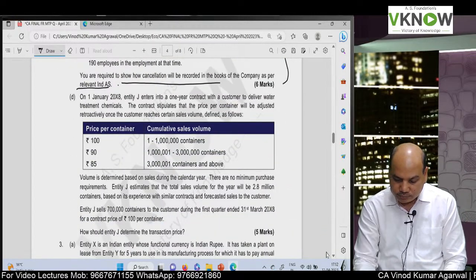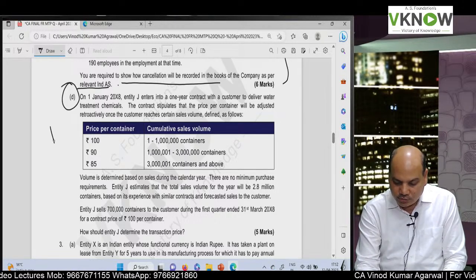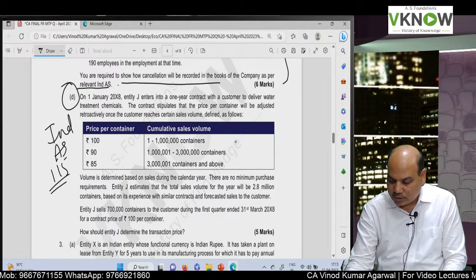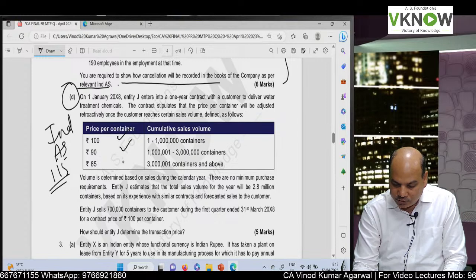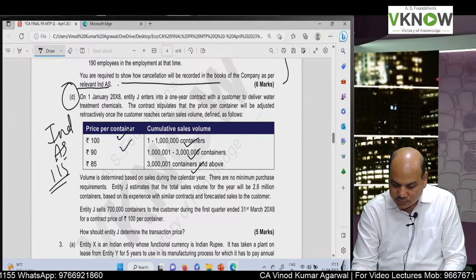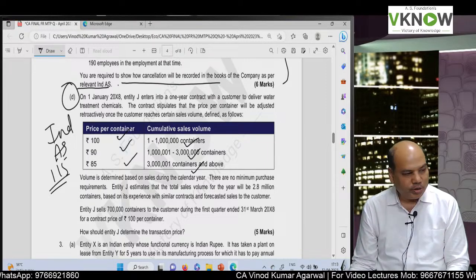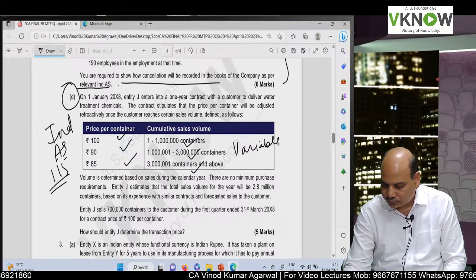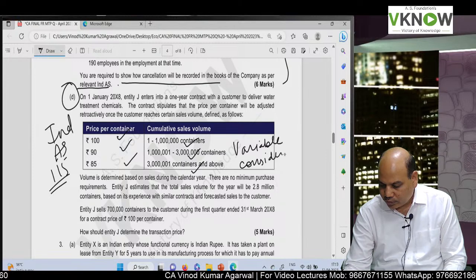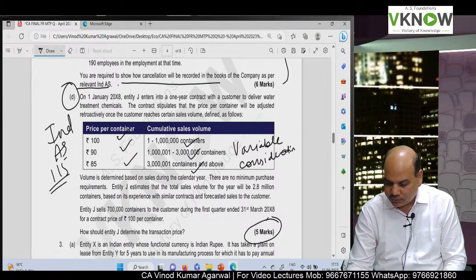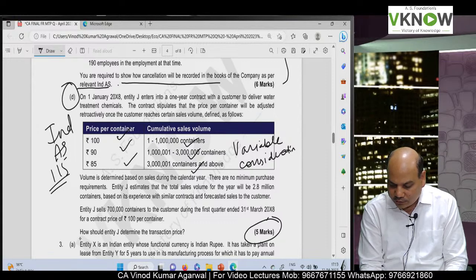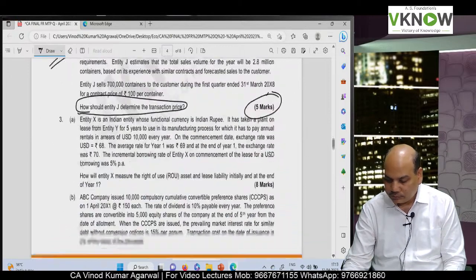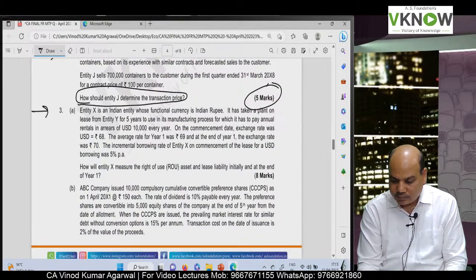Question number 2D is on Ind AS 115. You have already done similar questions. As the volume will increase, the price per unit decreases. So this is a question on variable consideration. Very easy question for 5 marks. So many questions we have done in the class, and the student has to write down what is the transaction price in this case.